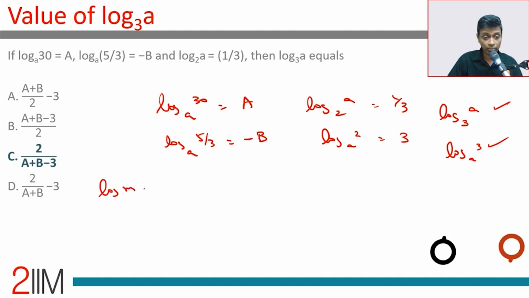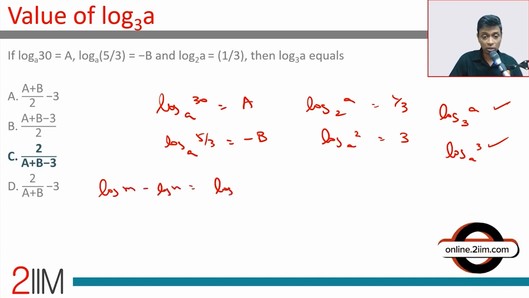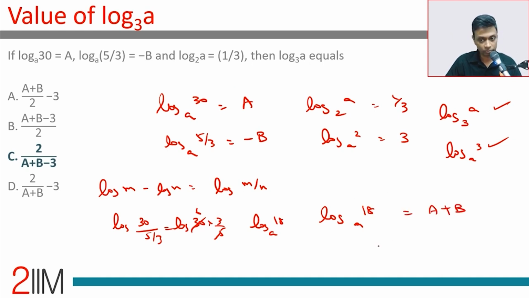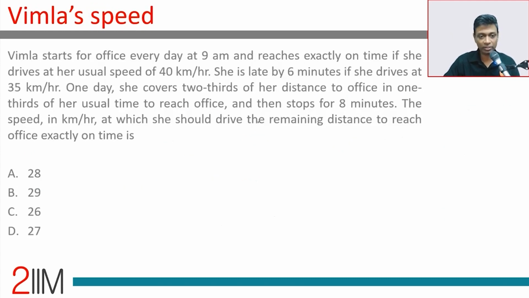We know that log m minus log n is log of m by n. So log of 30 by 5 by 3 we can get, which is log of 30 into 3 by 5, which is log 18 to the base a. 18 is a combination of 2's and 3's, so I like that. Let's get that. So log 18 to the base a, this minus this is a plus b. How do we simplify this? Log 18 to the base a.